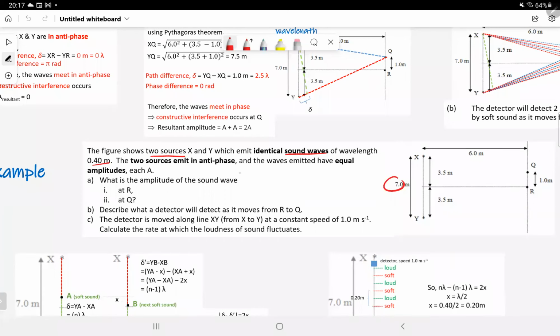So they first tell you that the sources emit waves of equal amplitude, each of A. Find the amplitude at R. You already know that the sources are in antiphase. R is where the distance is the same, or equidistant.